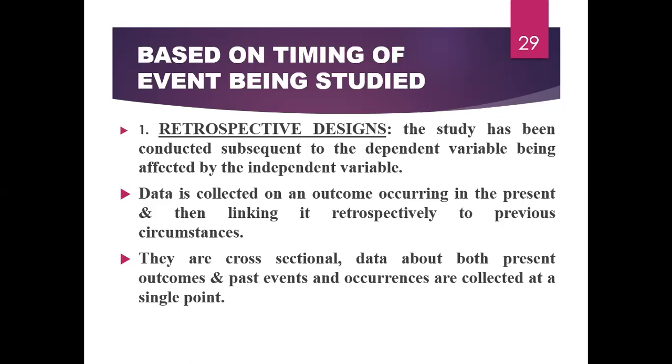Now, the last category, based on the timing of the event being studied, there are two types, retrospective and prospective designs. Retrospective, the study is conducted subsequent, that means later, to the dependent variable being affected by the independent variable. They are also known as ex post facto, that is, after the fact. The researcher attempts to link the present events with the past events, and the data is collected on an outcome occurring in the present and then linking it retrospectively to the previous circumstances.